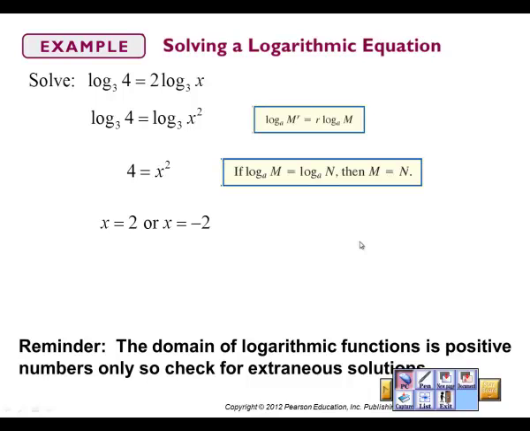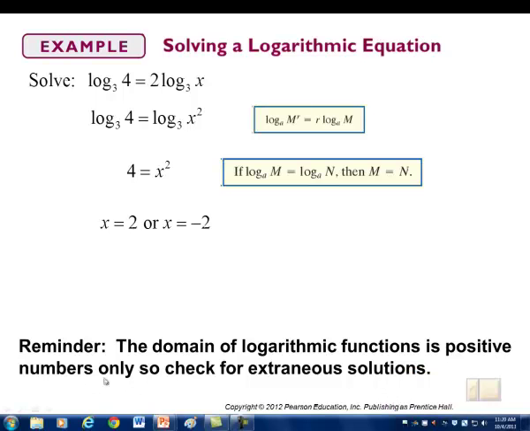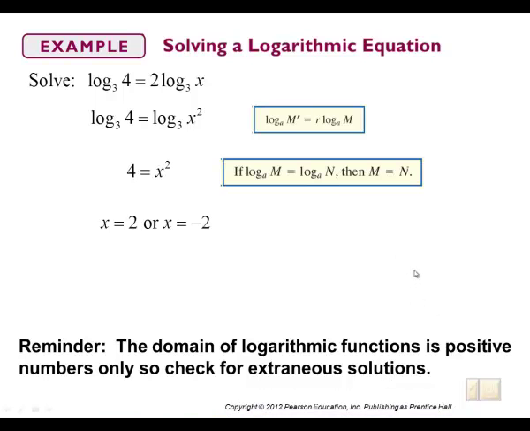So the domain of the logarithmic functions is positive numbers only, so check for extraneous solutions. It's really important that you check, make sure that you don't get any negatives in your logarithm. Well, in this case, because the 2 moves out front, we end up with a negative. So we can't use negative 2. Alright, so we just keep that in mind.